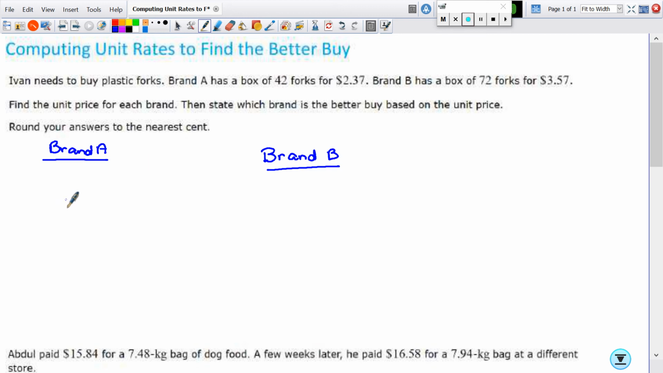So I have a total for brand A. I have a total of $2.37, and I'm going to divide that among 42 forks. So I'm just going to show you a method for long division that makes the work a lot easier. I'm going to make a list of 9 numbers. It's always 9 numbers. You don't want to have more or less.